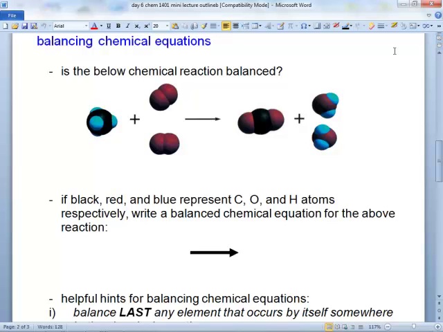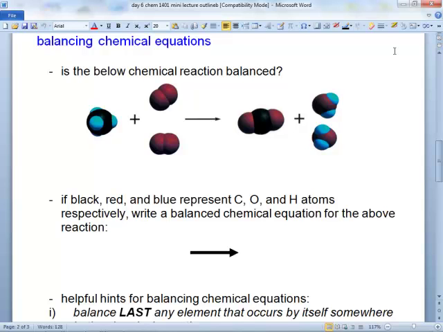So I guess you have one black sphere, and here you've got one black sphere. 1, 2, 3, 4 of those blue spheres. 4 blue spheres on the products? Yeah. And 1, 2, 3, 4 reds. It works. Okay. But you'd have to be an artist if you want to keep doing it this way, so we're not. If black, red, and blue represent carbon, oxygen, and hydrogen, so black is carbon, red is oxygen, blue are the hydrogen atoms.